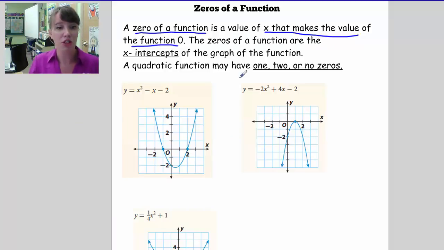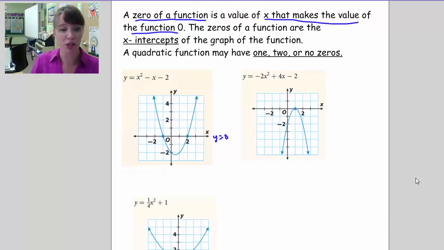So the zeros of a function are the x-intercepts, right? Because all on the x-axis, y is equal to 0. In fact, that's another equation that we have for the x-axis. So we're looking for the x-intercept, or the zeros of the function. A quadratic function can have 1, 2, or no zeros. So here are some examples of this situation.